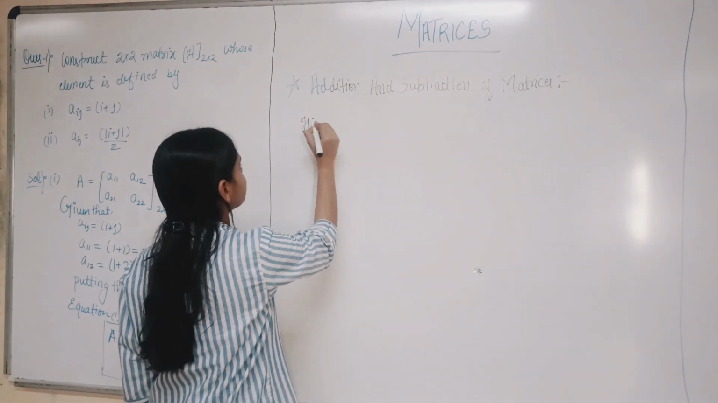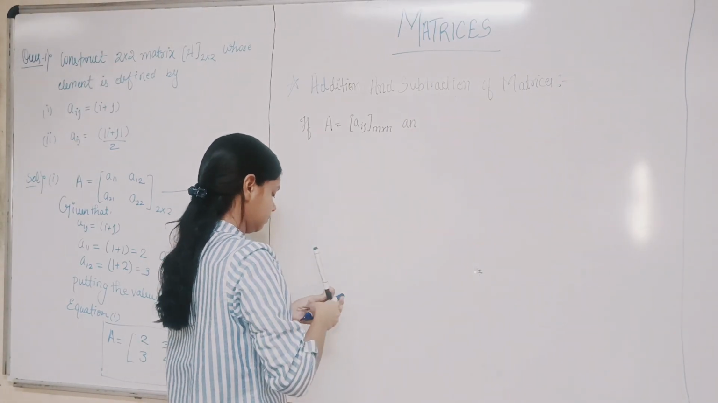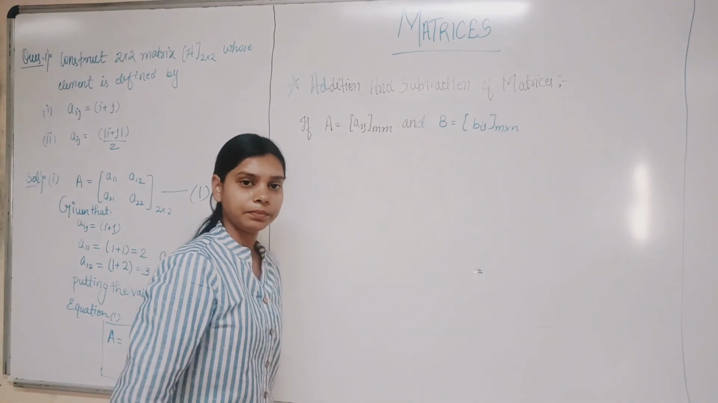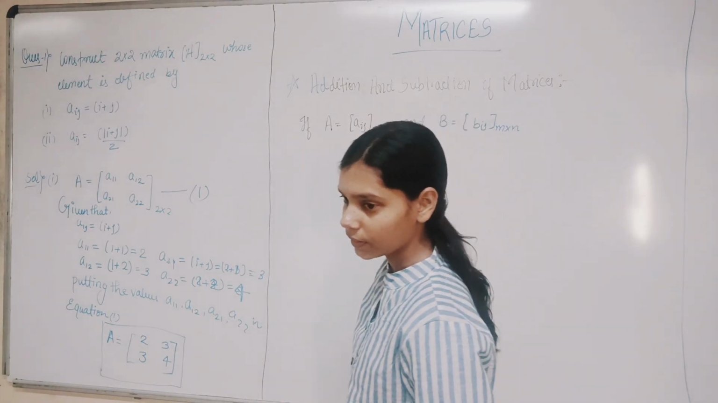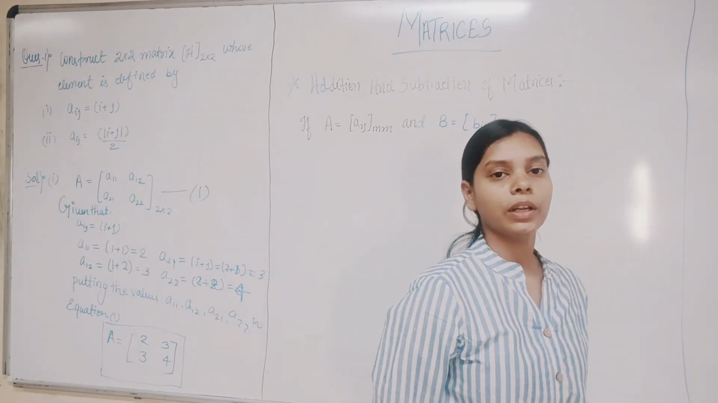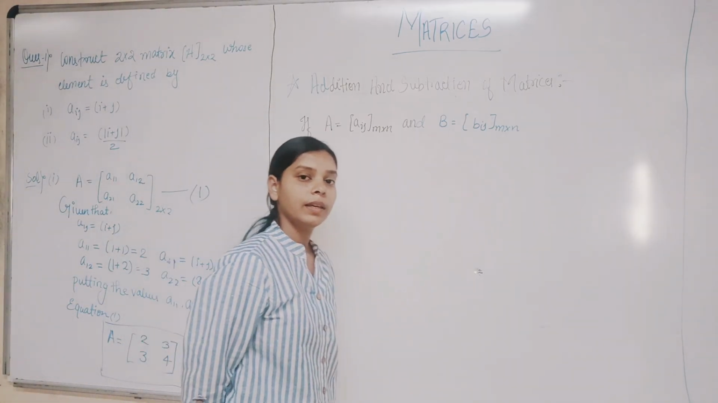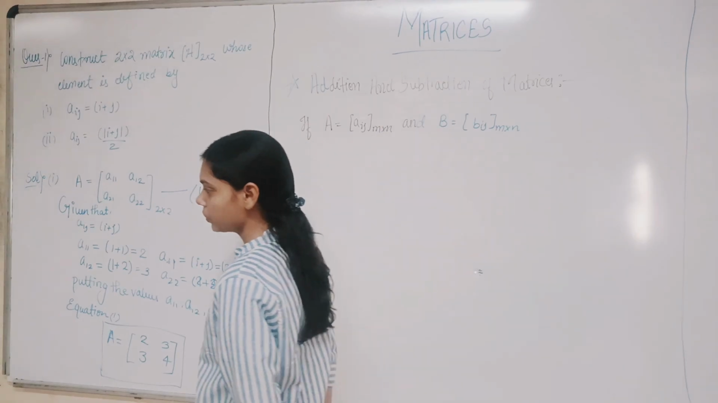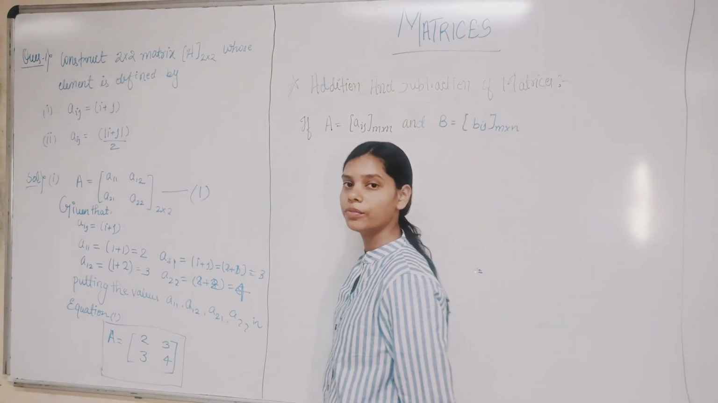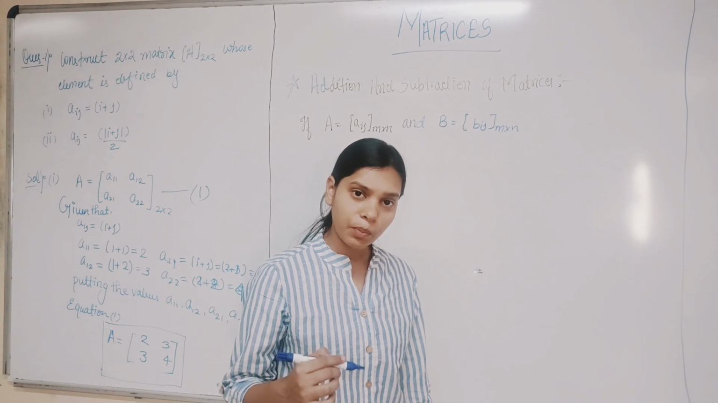If A is equal to Aij and B is equal to Bij be two matrices of same order, then their sum A plus B is a matrix of the same order whose element is obtained by addition of corresponding elements.